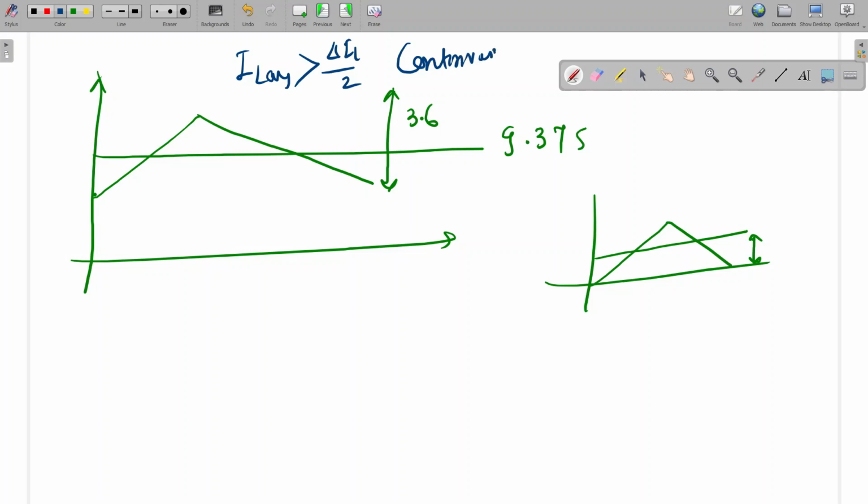Is it clear? Once you go through the video, which I will post, you can understand it more.